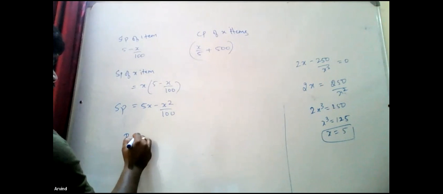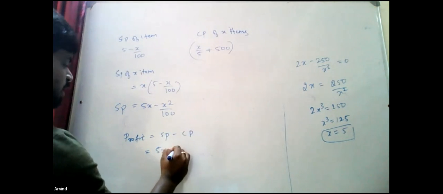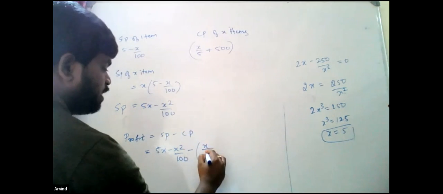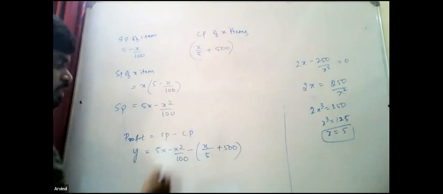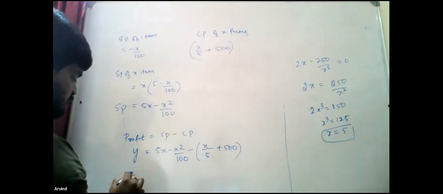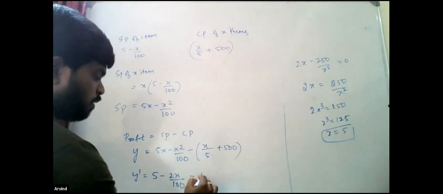So we know that profit is nothing but selling price minus cost price. Selling price is 5x minus x square by 100, minus cost price, which is x by 5 plus 500. So this is your y. That's it. Instead of giving it directly, they have given it indirectly. You differentiate y and find the critical point. So y dash is equal to 5 minus 2x by 100 minus 1 by 5. When you differentiate it, you will get this.